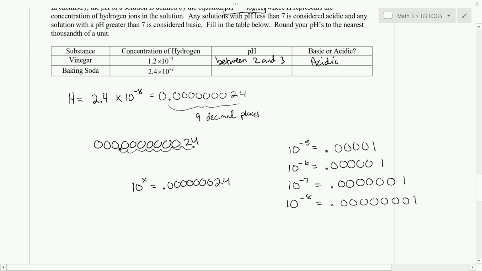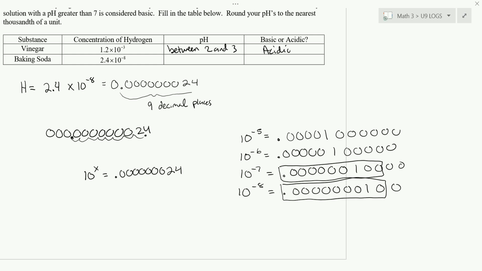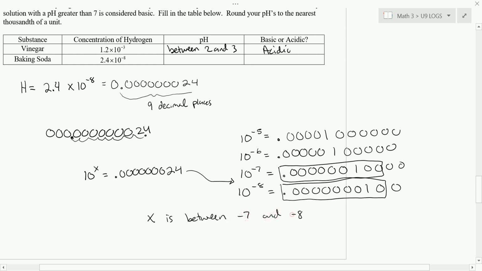Okay, we can add as many zeros as we want after the ones. Because I'm working with 9 decimal places, I want to look at the first 9 decimals. Really, those are the two that I want. Because this is like the number 10, this one's like the number 100, this is like the number 24, which is going to be between these. So x is going to be between -7 and -8. Good job.